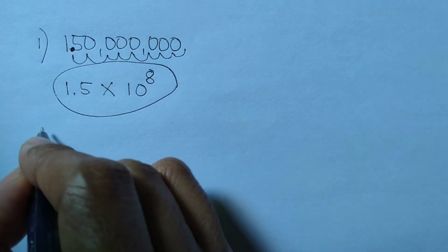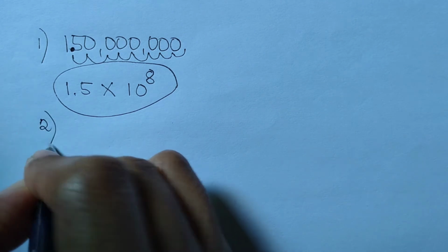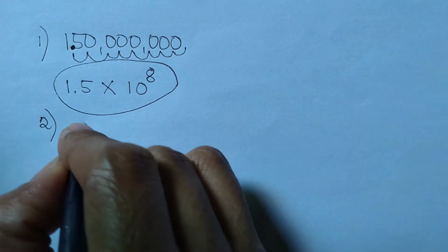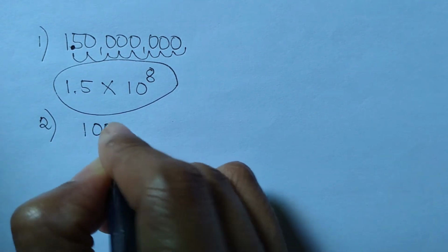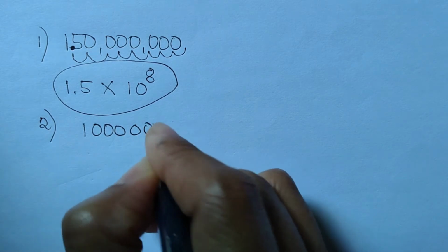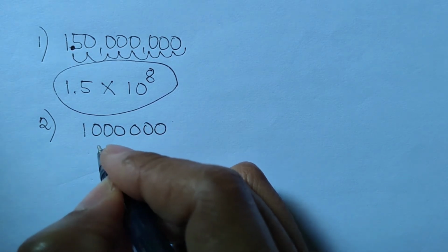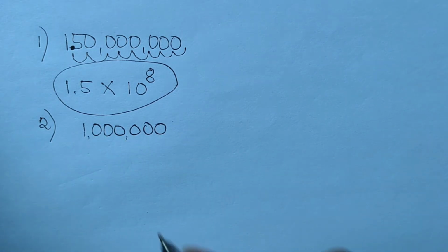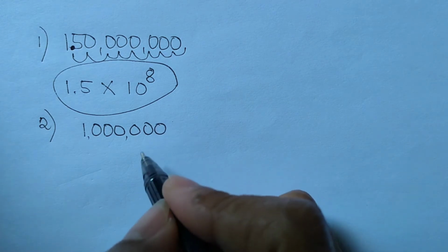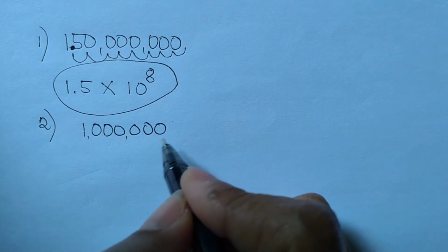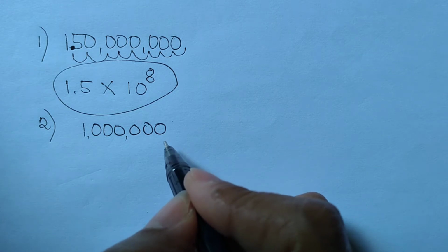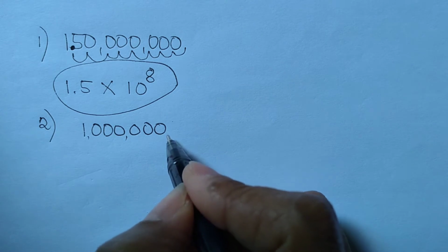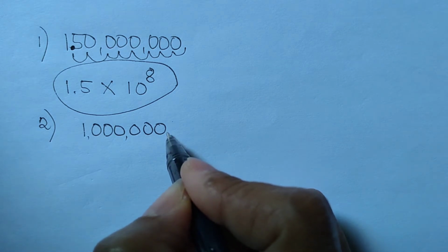Then another one. Say we have 1 million. 1 meter is equivalent to 1 million microns. So how are we going to change this into scientific notation? So let us count. Our decimal point is located here.